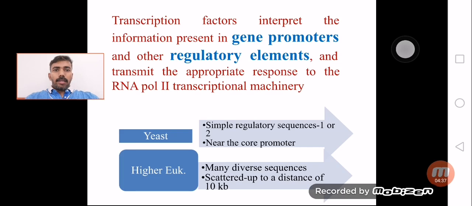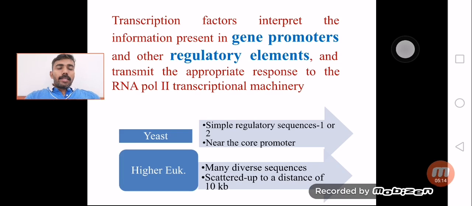So this is somewhat unique in the eukaryotic system. In all eukaryotic systems, from single-cellular yeast to higher-level eukaryotes, you can see the regulatory elements at various intensities. In yeast, you can see one or two such regulatory sequences pretty close to the promoter region, that means to the core promoter region. But in higher-level plants and animals, you can see diverse such sequences which are scattered up to a distance of around 10 kb.